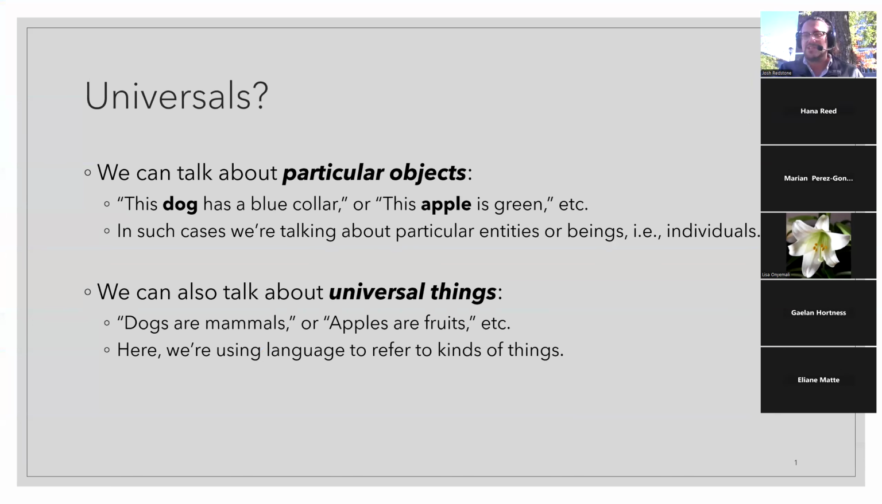In a lot of our discussions in this course so far, we've had occasion to talk about what we could call particular things or particulars, as well as universals, even though we haven't explicitly discussed them as such. So, particular objects, right? We could utter a sentence like, "This dog has a blue collar," or "This apple is green," right? Those utterances refer to particular objects, a particular dog, a particular apple.